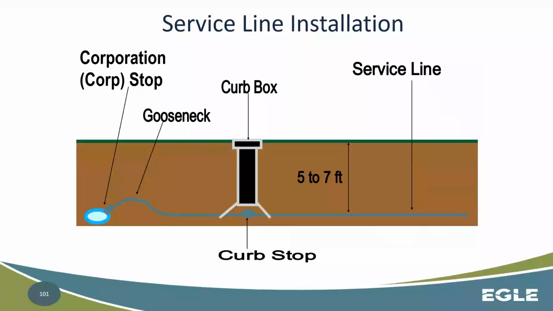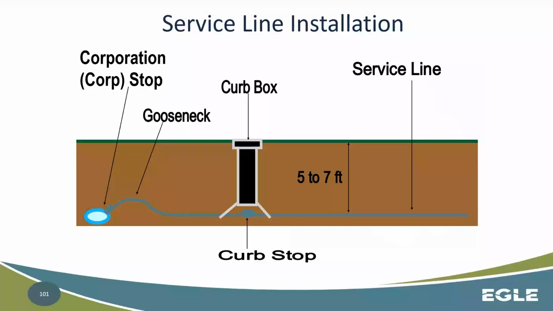Service line installation: you have your corporation fitting, that's the actual connection to the water main. You have that gooseneck potentially, or a bend in a piece of piping. Maybe it's a change of material or not, that's somewhat dependent. You have a few things there. Maybe it's a curb stop, maybe it's a curb box. And then usually at 5 to 7 foot burial, and then it would run inside the home.